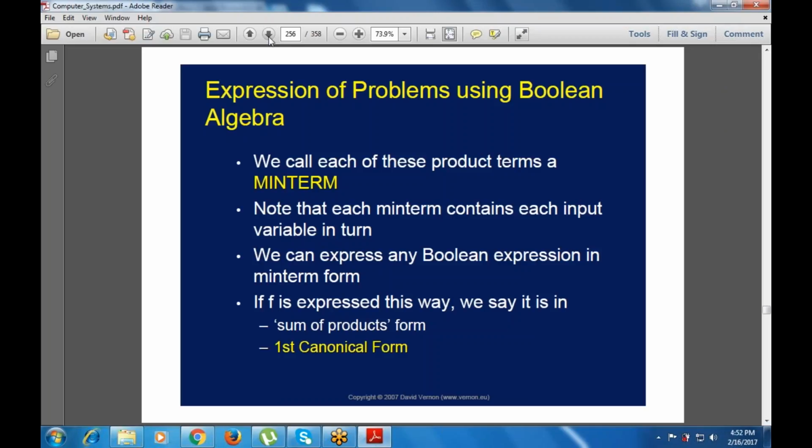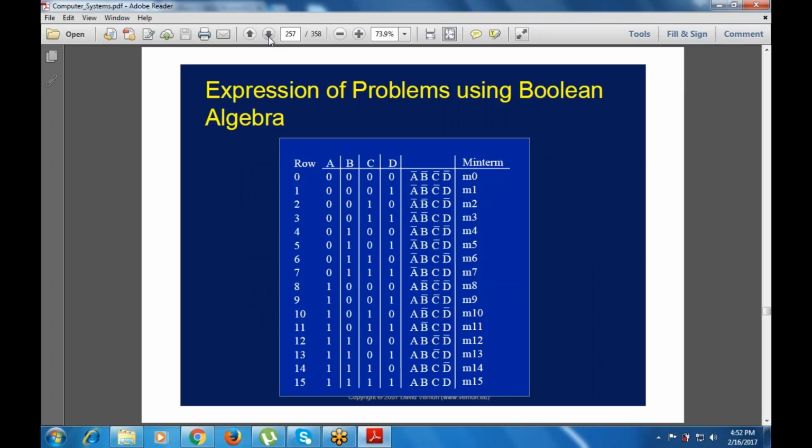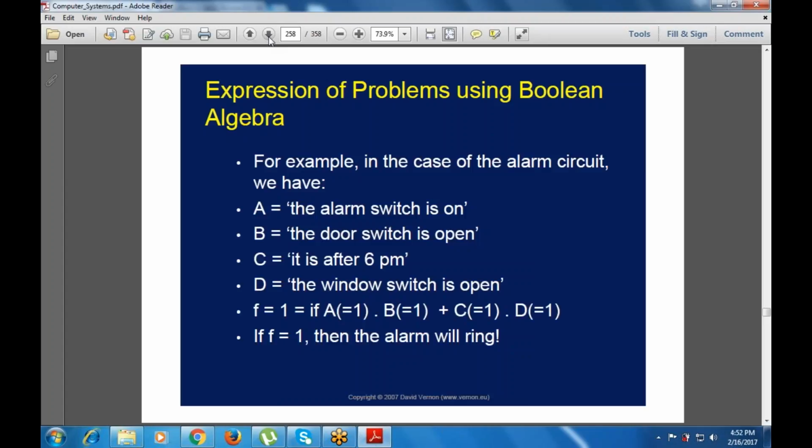Then we call each of these product terms a min term, and note that each min term contains each input variable in turn, and we can express any Boolean expression in the min term form. If f is expressed this way, we say it is in the sum of products form, or the first canonical form. A, B, C, D are the four variables, then A dash, B dash, C dash, and D dash, and the min terms are M0, M1, M2, M3 till M15.